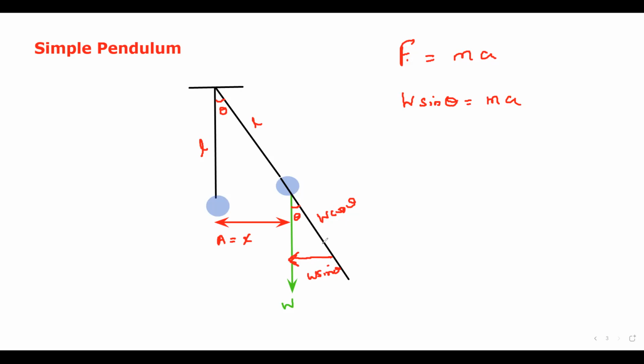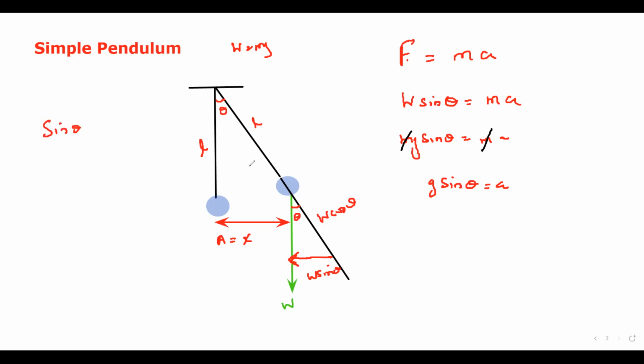And what about W, the weight of the object? W is equal to mg, so we can say mg sine theta is equal to ma. Then mass will cancel with mass. So whenever an object is attached with a string and performing simple harmonic motion, its acceleration is given by the formula a is equal to g sine theta. That is acceleration. Then what about sine theta?